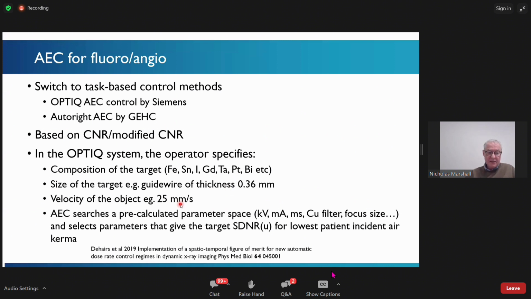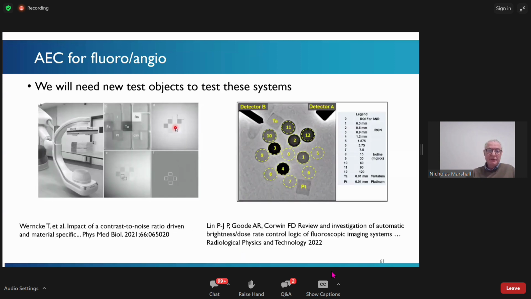And then the AEC searches some kind of pre-calculated parameter space and finds the X-ray factors that deliver the target image quality for the lowest incident air kerma. And you'll have more AECs that do this. And to be able to evaluate these, we will need new types of test objects.